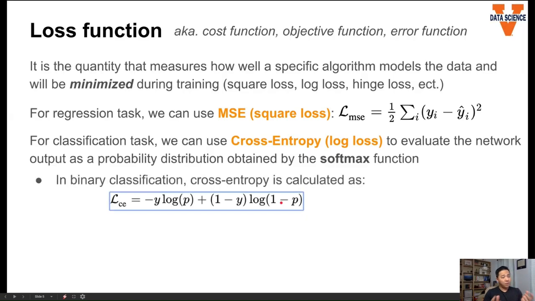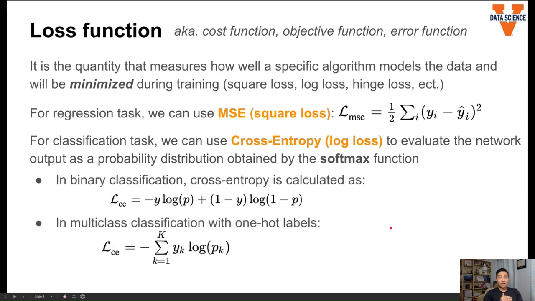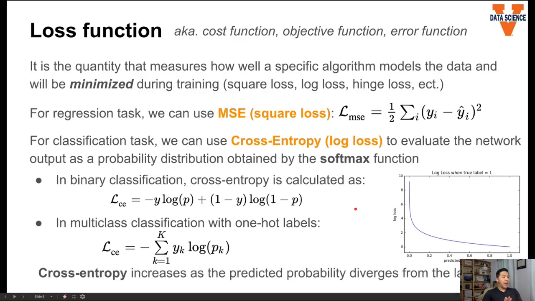Cross entropy for the binary case is calculated with this formulation here. And for multi-class classification using one hot labels, it can be calculated with this formulation. And the thing about cross entropy is that the loss will increase if the predicted probability diverges from the label. By the way, cross entropy in the binary case is the same as log loss.